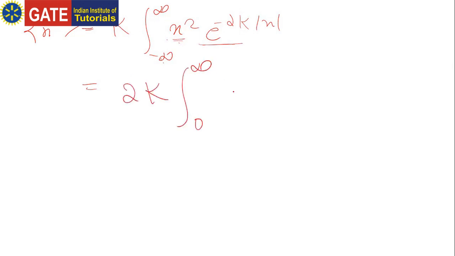Expectation x square equal to k integral minus infinity to plus infinity x square e power minus 2k mod x. For an even function, x square is an even function and this exponential is also an even function. Therefore, you can change the limit: 2 into k integral 0 to infinity x square e power minus 2k mod x dx. Zero to infinity, therefore no need to write this mod x: e power minus 2k x.